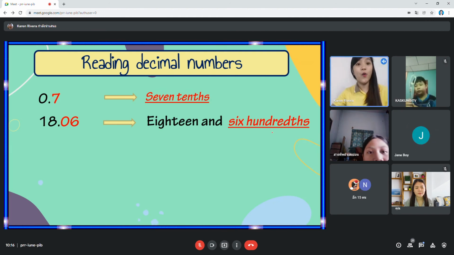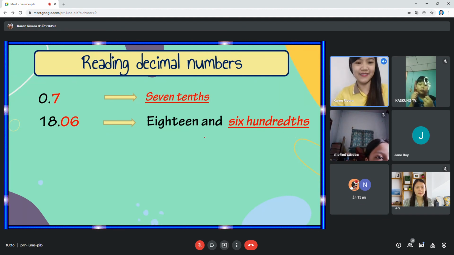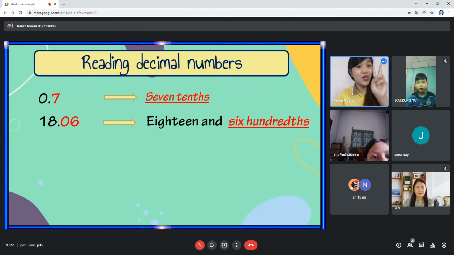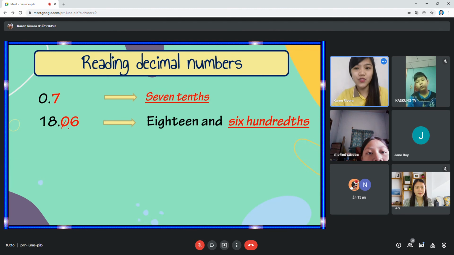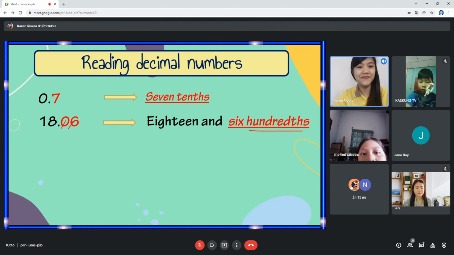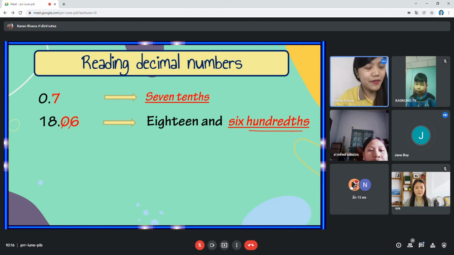Okay. Why hundredths? Why hundredths? Because how many decimal places do we have? 2 decimal places. 1, 2. This is hundredths. Okay? Is it easy? Very easy. Next.